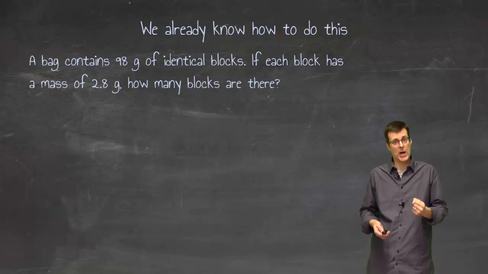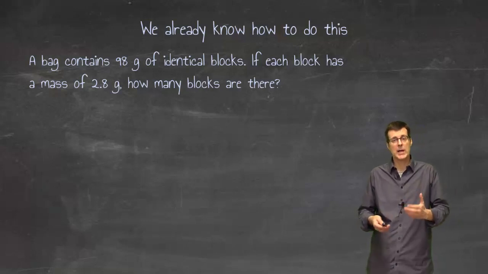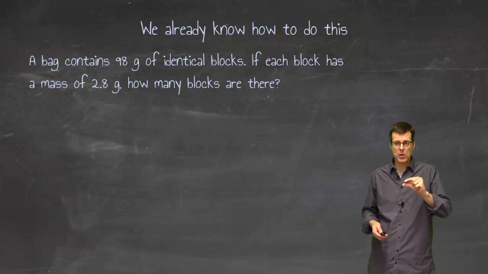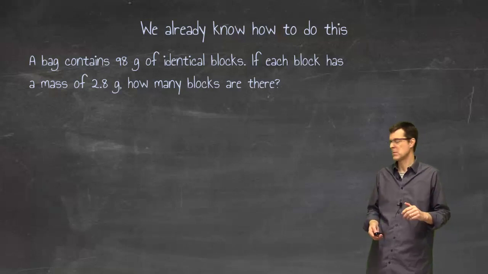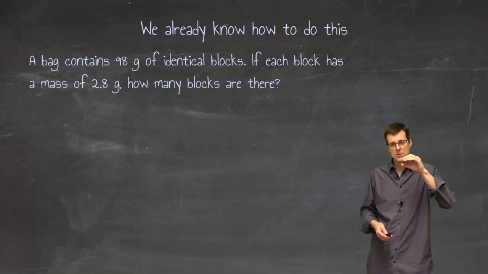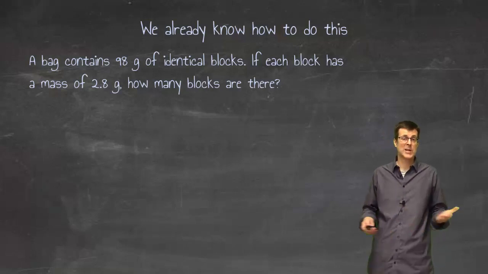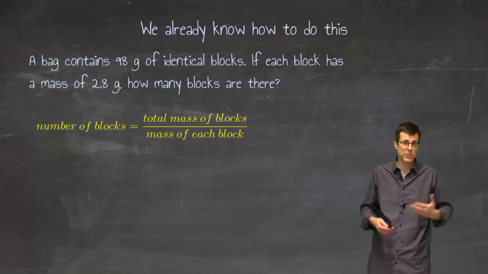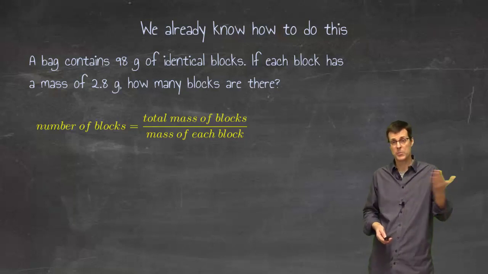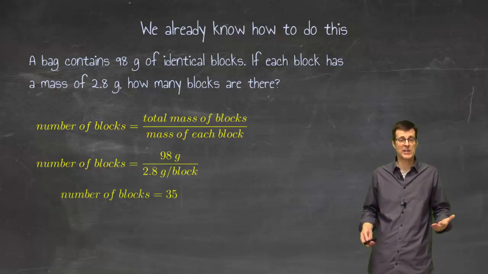So if I had a bag of blocks, whether they're wooden blocks or cement blocks or anything else, that bag had a total mass of 98 grams, and each block had a mass of 2.8 grams. They're probably not concrete blocks at this point. Wooden blocks is more sensible. If I had 2.8 grams in every block, and a bunch of those blocks added up to 98 grams, how many blocks do I have? That's a fairly simple, straightforward question, and I think you would know how to do it without even needing the instructions. You'd take all of the blocks together, 98 grams, and you'd divide it by the mass of each block, 2.8.